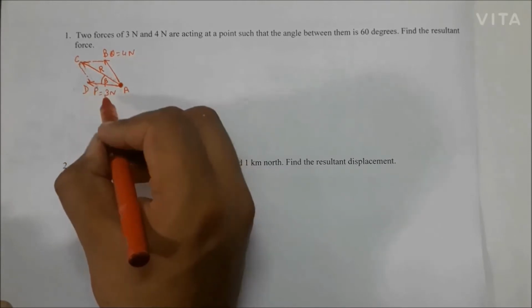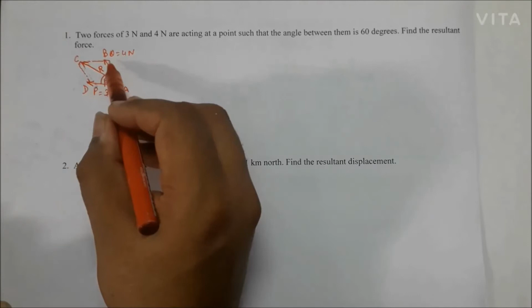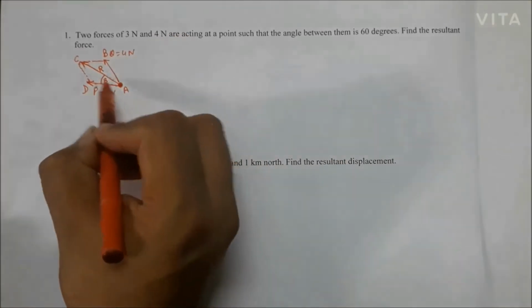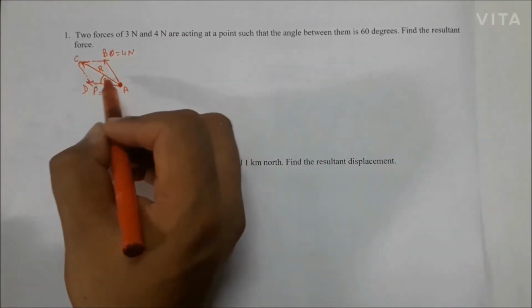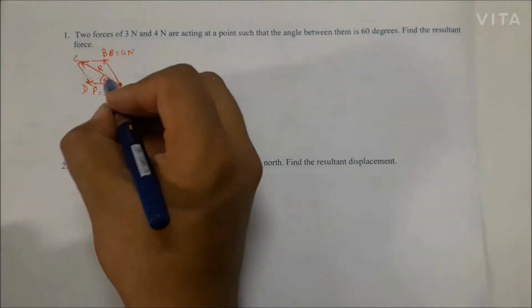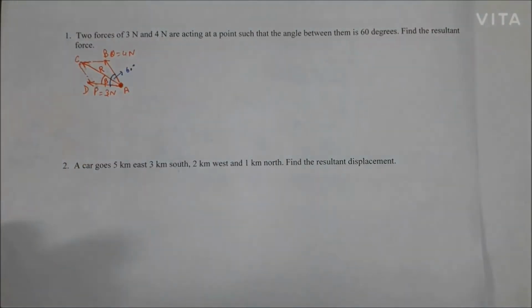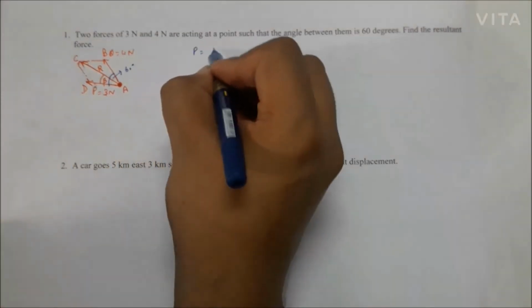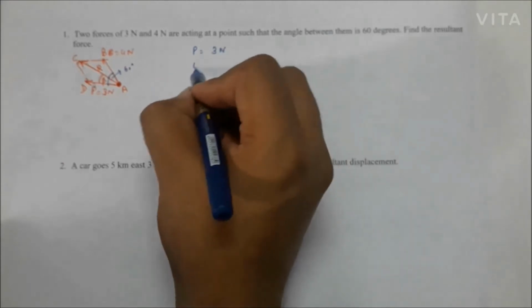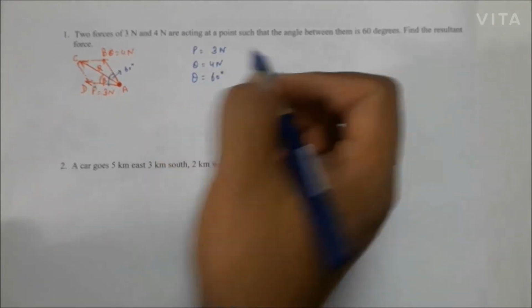P is acting in this direction with 3 Newton force and 4 Newton is acting in this direction. And you have to calculate the resultant. See clearly, these two directions are different as the angle between them is 60 degree. This angle is 60 degree. So this is the numerical based on the parallelogram law of vector addition. So clearly, firstly write out what is given to you. P is 3 newtons, Q is 4 newtons. The angle between them is 60 degree.